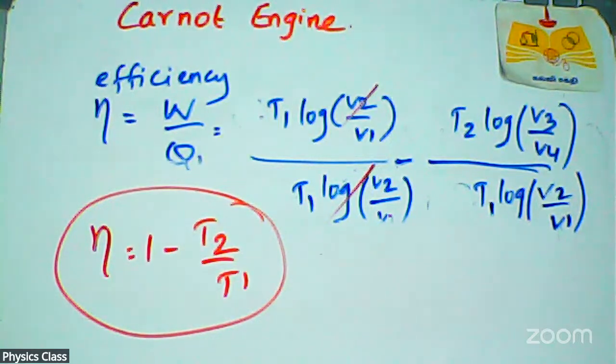Any doubt? Okay. So the Carnot engine has four stages: adiabatic expansion, adiabatic compression, isothermal expansion, isothermal compression. It has four parts: source, sink, insulating stand, and the working substance, that means ideal gas. Reversible process means we can trace its path. Irreversible process means we cannot trace its path.